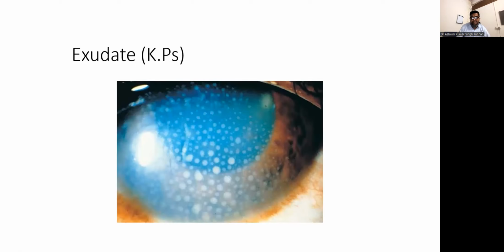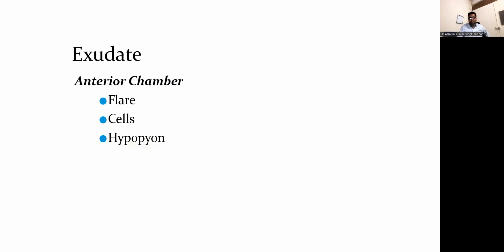This is the picture which shows multiple small, medium, and large keratic precipitates. It looks like a severe uveitis picture, an active infection. All around, the endothelium is studded with keratic precipitates, which are exudates composed of phagocytic or inflammatory cells, which are there to fight the infectious organisms. These exudates usually get deposited on the lens and the cornea, or sometimes the reactions will be seen in the anterior chamber also.